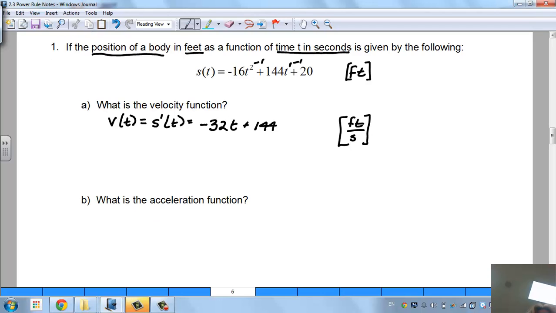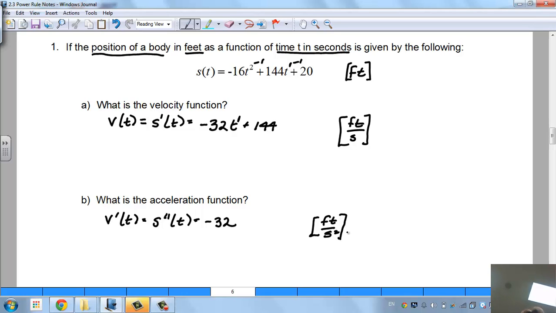Acceleration, we know, is the derivative of the velocity function, or the second derivative, if you will, of the position function. So basically we're going to take the derivative of this velocity. So there's a little 1 there. So 1 times negative 32 is negative 32. And if I subtract 1 from the little 1, that's t to the 0, or basically 1. So this is our acceleration function, which is a constant now. And remember, the units are going to be feet per second squared.